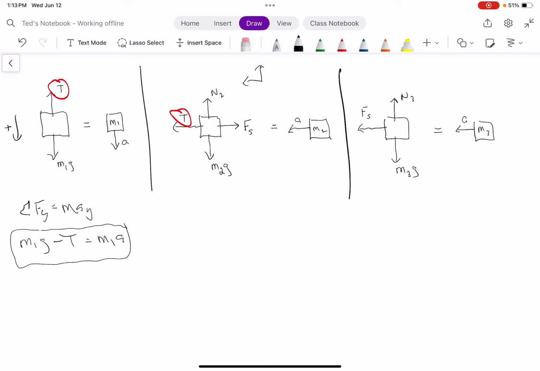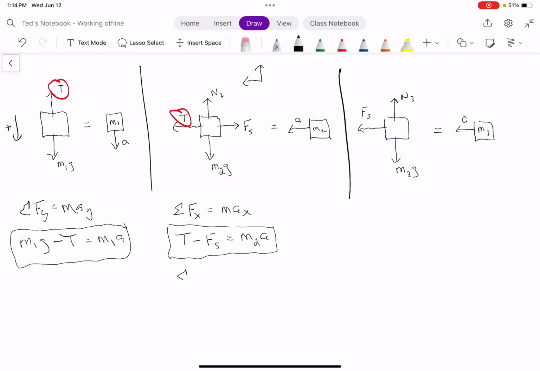And so let's create two equations. If we add up all the x components of all the forces, we should get mass times the x component of the acceleration. So that's T minus the spring force is equal to m2a. And so that's my first equation.